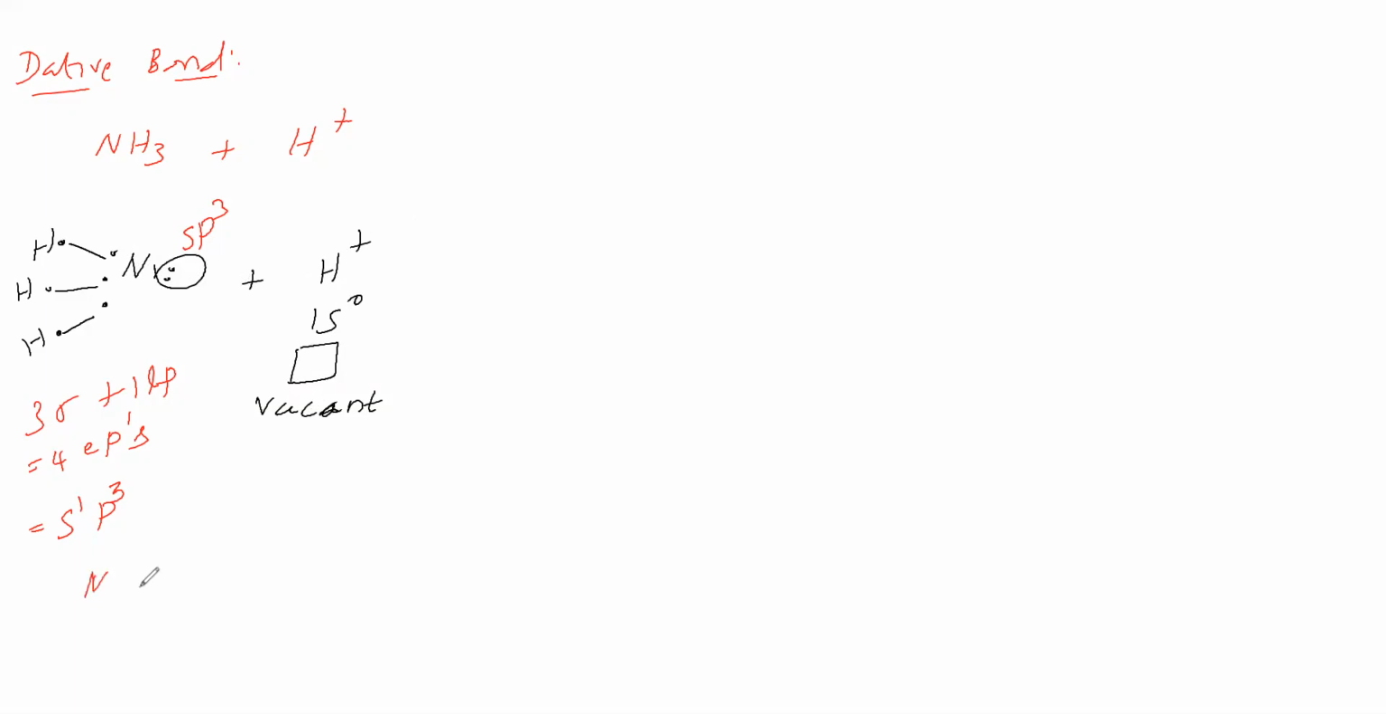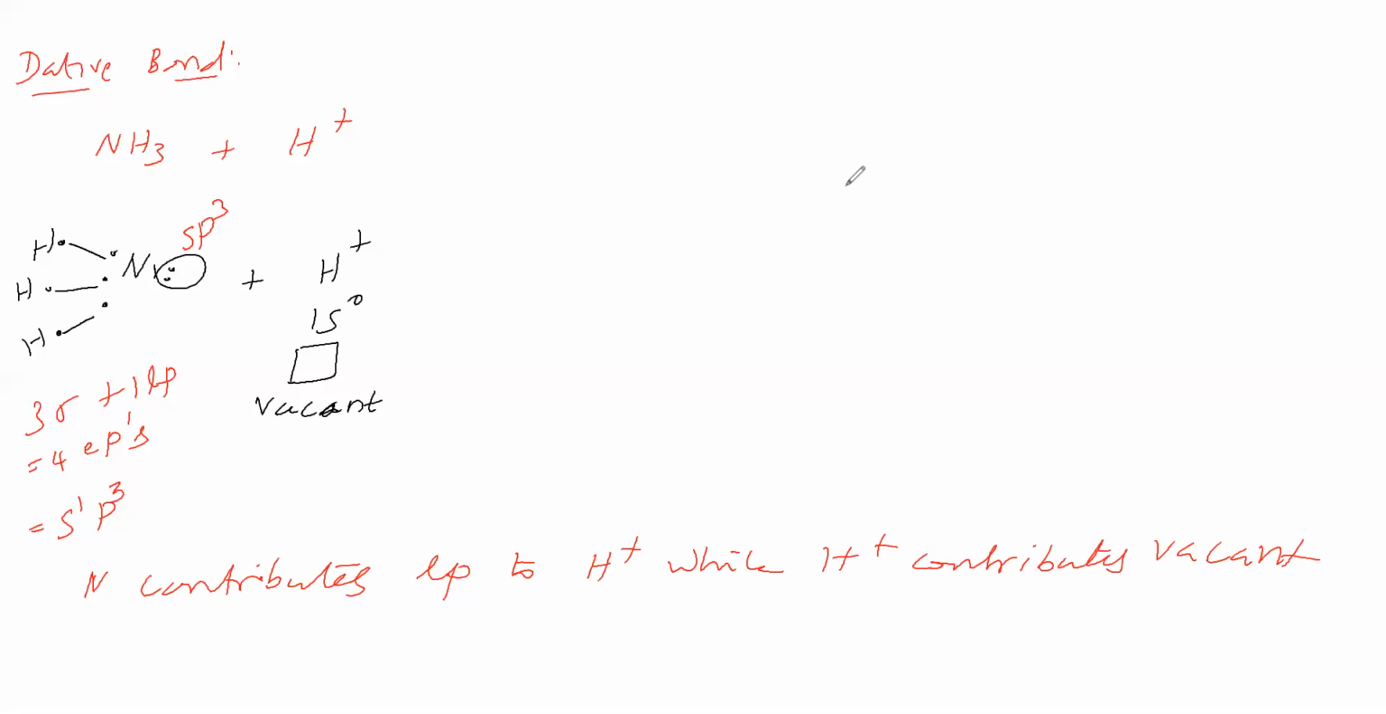So nitrogen contributes a lone pair to H plus, while H plus contributes a vacant orbital. Nitrogen is contributing the lone pair, while H plus is contributing the vacant orbital. This sp3 orbital and this s orbital undergo overlapping.